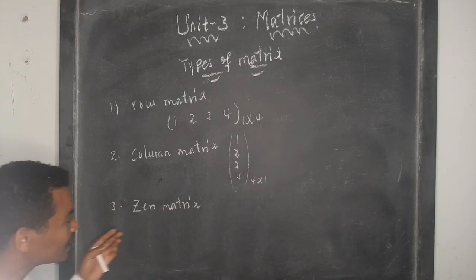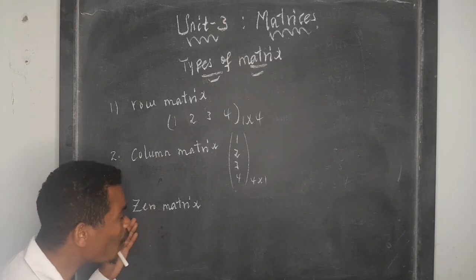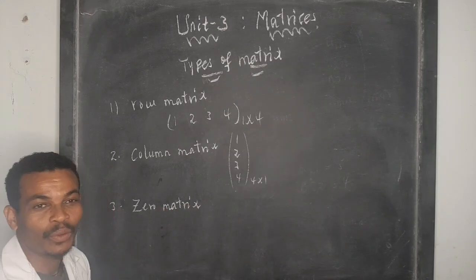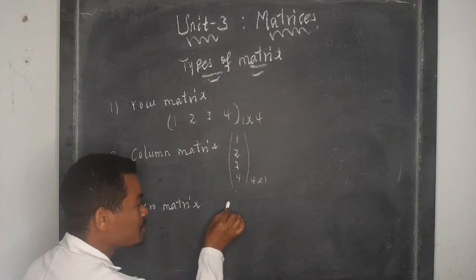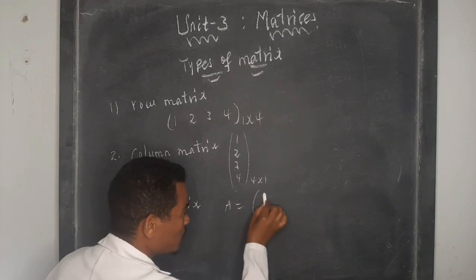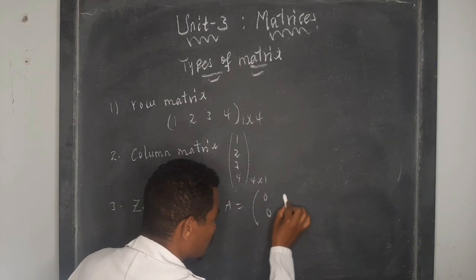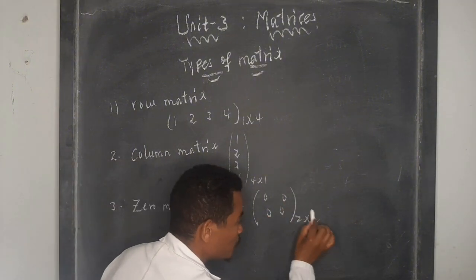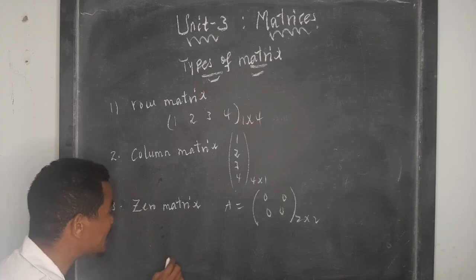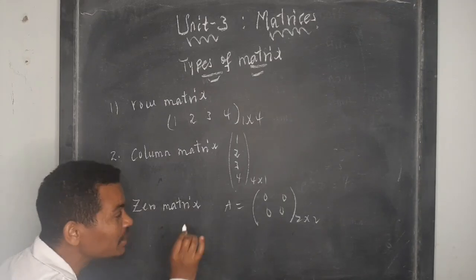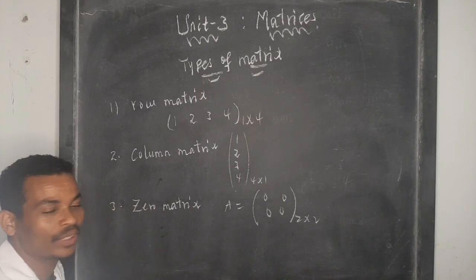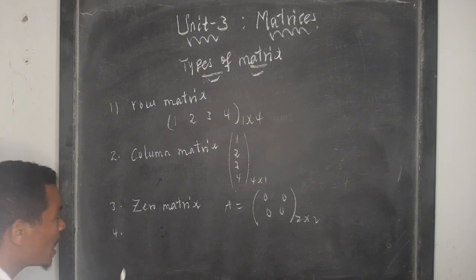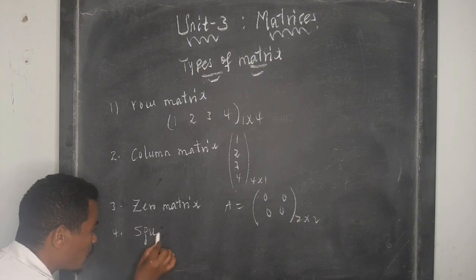And the third one is the zero matrix. Zero matrix is a type of matrix in which all entries are zero. ሁሉም ኢንትሪዎች ዜሮ ከሆነ it's called zero matrix እንላለን። ለምሳሌ ማትሪክስ A እንደዚህ ቢሆን 0 0 0 0, every entry is 0 and the size of this matrix is 2 by 2. This type of matrix is called zero matrix. The fourth one is the square matrix.